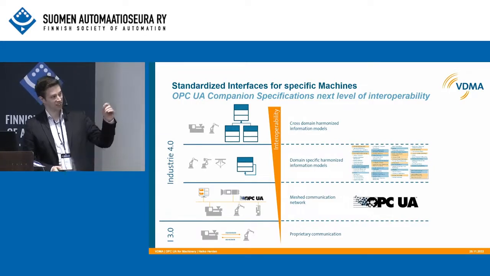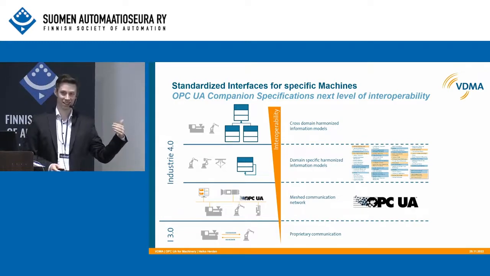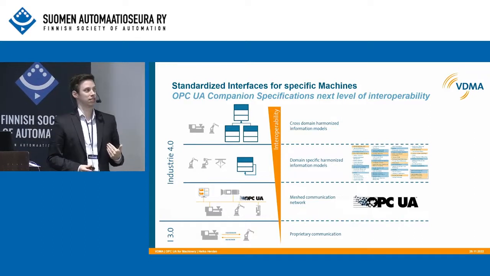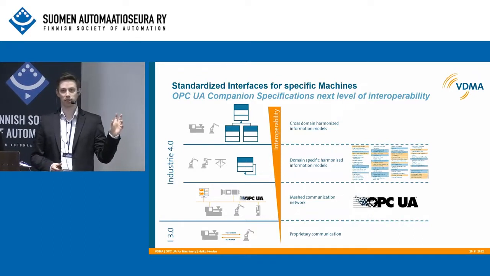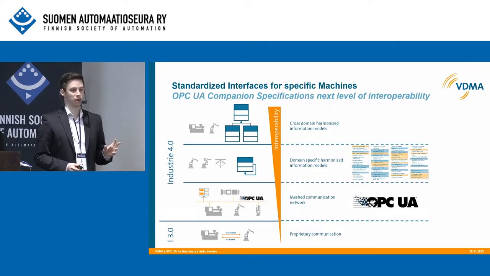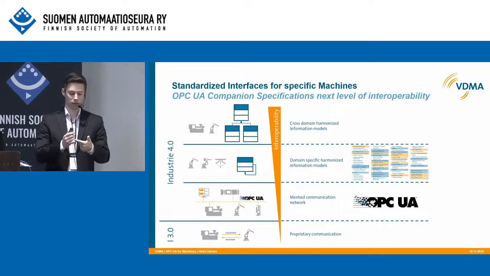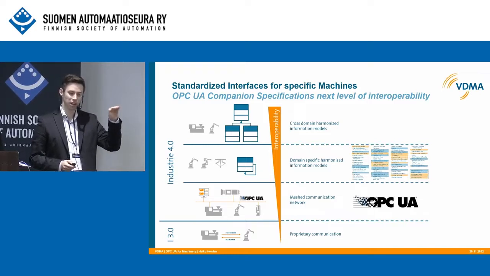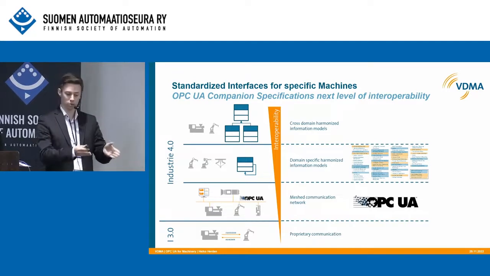But as you can see here, we are still not on the highest level of interoperability, because what we recognized is that in these different domains, some information is still the same. So for example, a serial number, a manufacturer, operation hours, the state of a machine. This is all information that is not just needed for one domain, not only for, I don't know, an extrusion machine, for example, but for all of them.